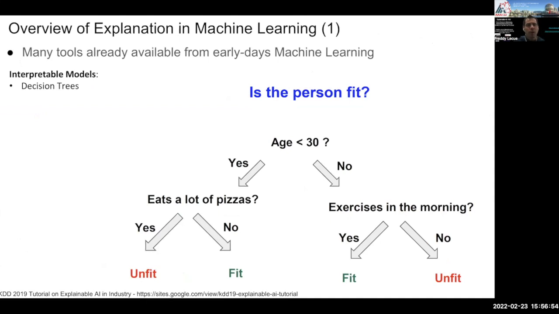So if we look at an overview of explanation in machine learning, you have decision trees. This is one of the basic models that's very easy to interpret, especially if you have a limited number of features. That's just if-then-else statements or a combination of them. And basically, if you fit that rule, that's it.